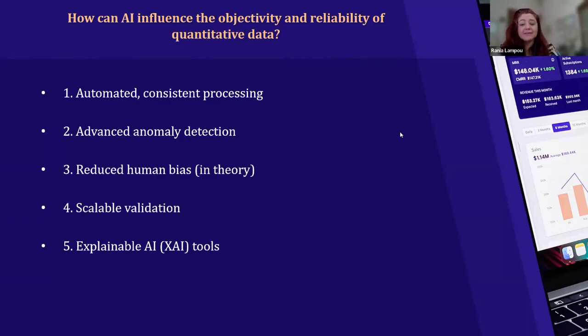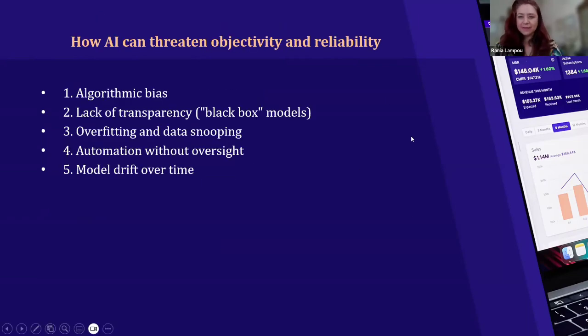On the other hand, now, how can AI threaten objectivity and reliability? Because there's always the opposite side. AI learns from data that may already be biased, such as gender or racial bias in training data. So this undermines objectivity by reinforcing systemic biases under the guise of neutral computation.